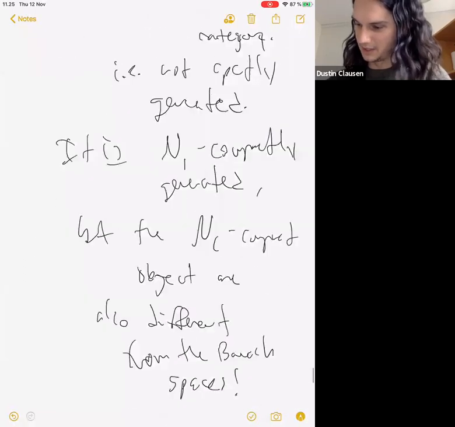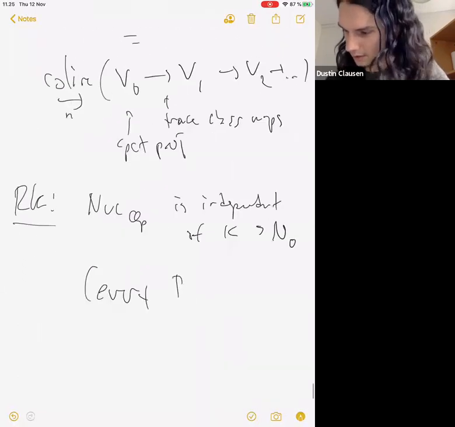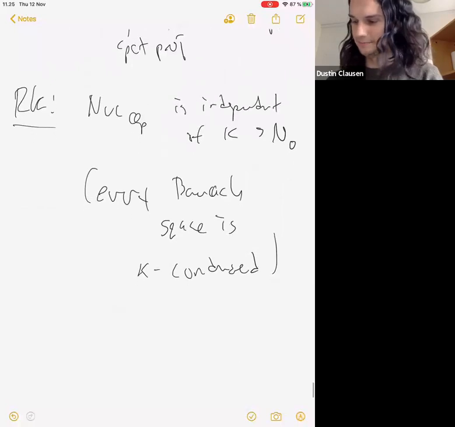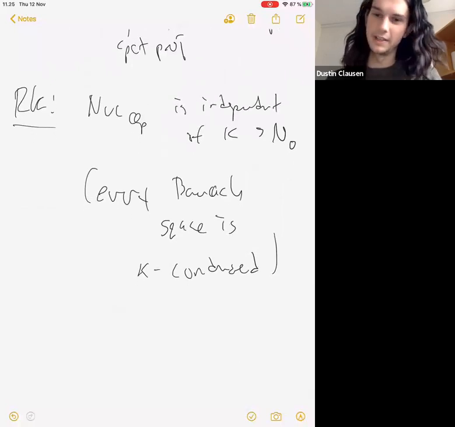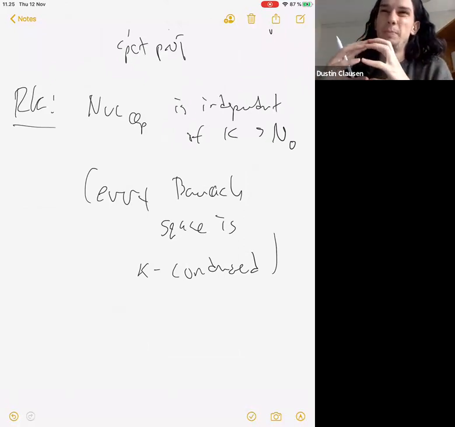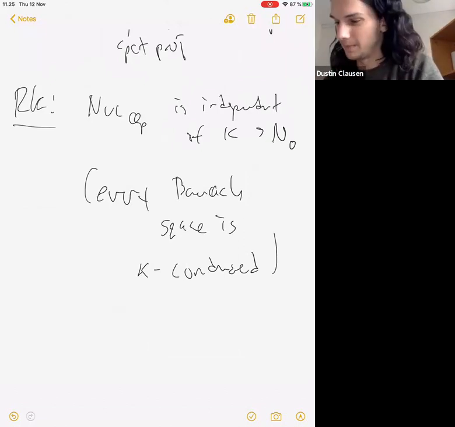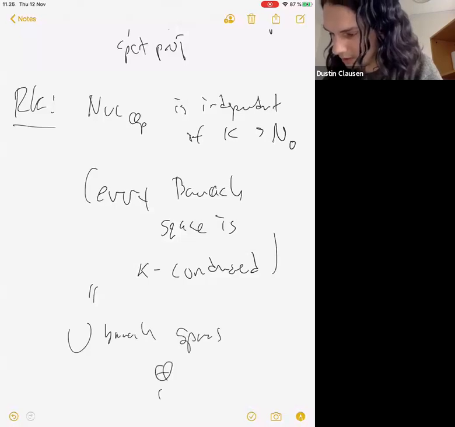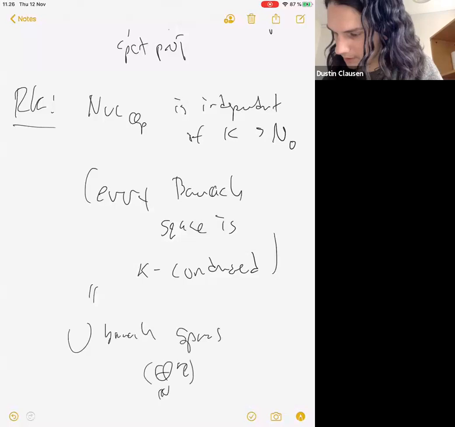And every Banach space, let me see, is kappa condensed. It's not, is it? So you can always write a Banach space as a colimit of, this is essentially due to the fact that QP has a countable neighborhood basis for the identity. But you can write any Banach space as a union of Banach spaces with a countable basis.